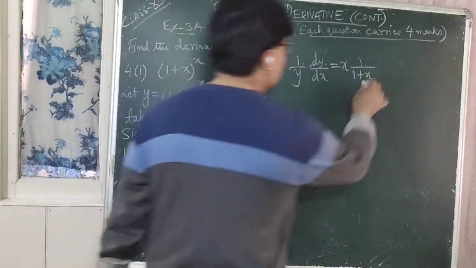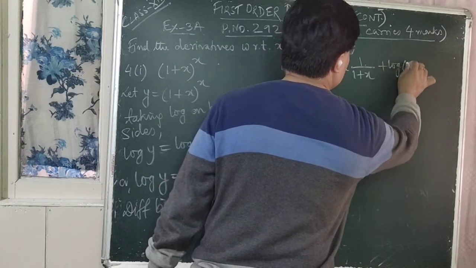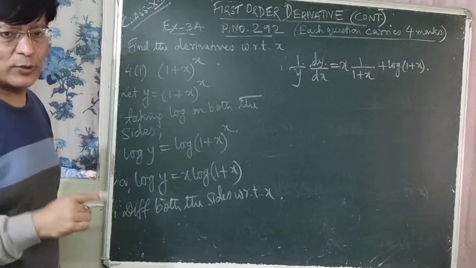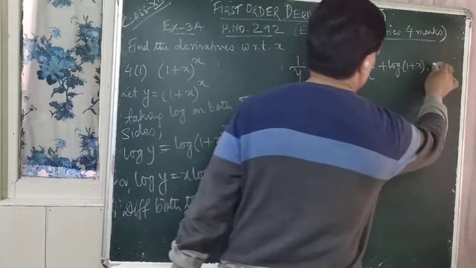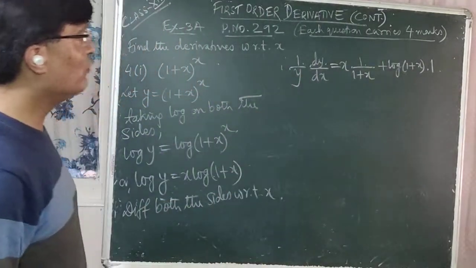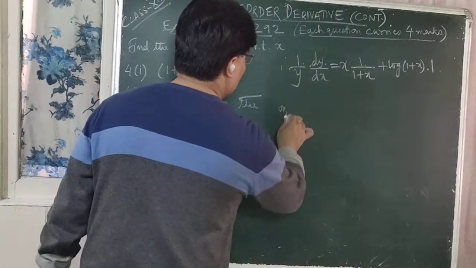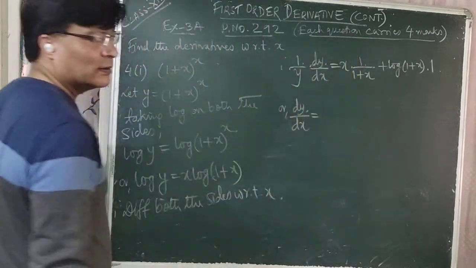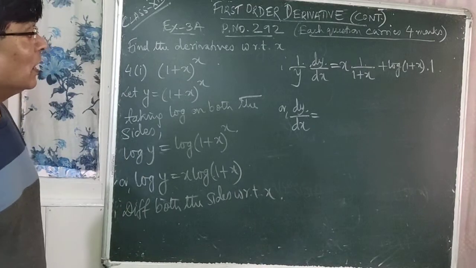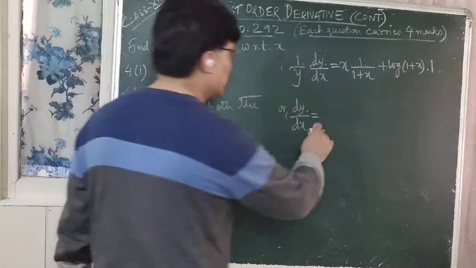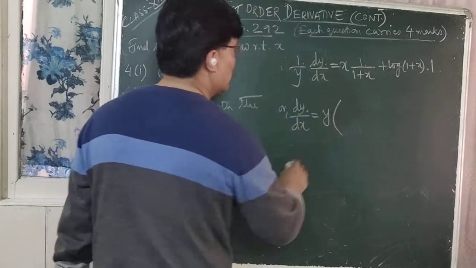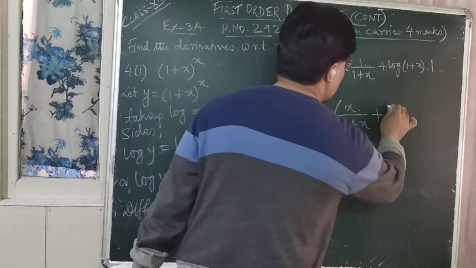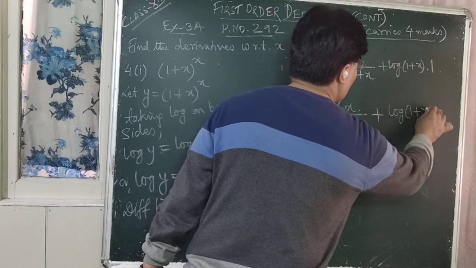Okay? Then plus, which function is kept as it is? That is log of 1 plus x into, now differentiate this term x with respect to x. What is it? It is always 1. So that is your UV rule. So dy by dx is equal to, y goes to the denominator, so you can cross multiply it. So y within bracket, what do we get? x upon 1 plus x plus, so it is 1 into log of 1 plus x.